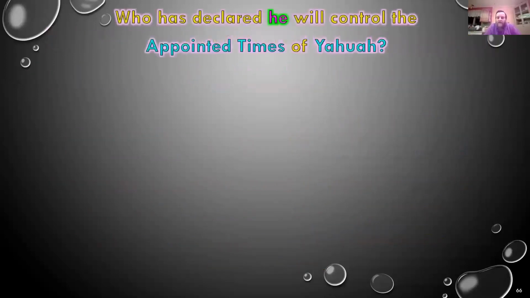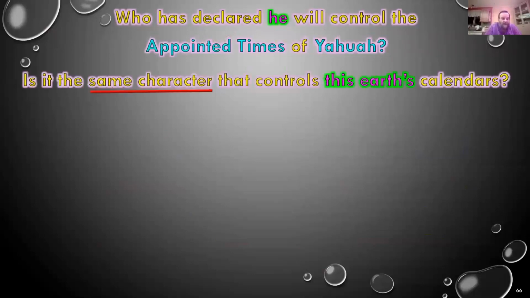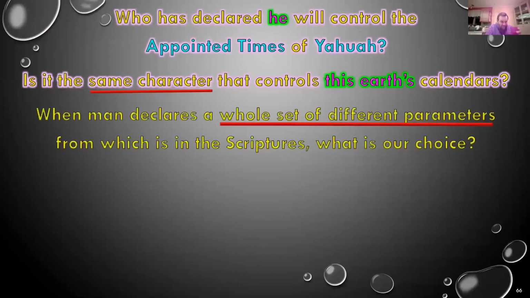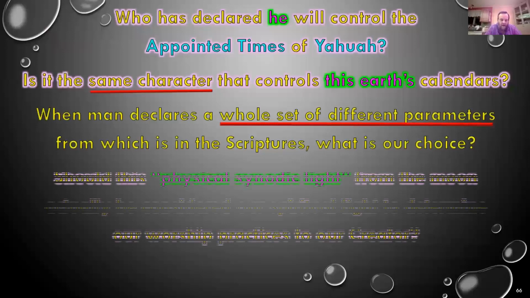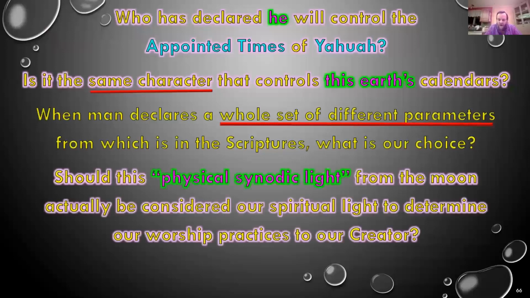Who has declared he will control the appointed times of Yahuwah? Is it the same character that controls this earth's calendars? When man declares a whole set of different parameters from which is in the scriptures, what is our choice? Should this physical synodic light from the moon actually be considered our spiritual light to determine our worship practices to our Creator?